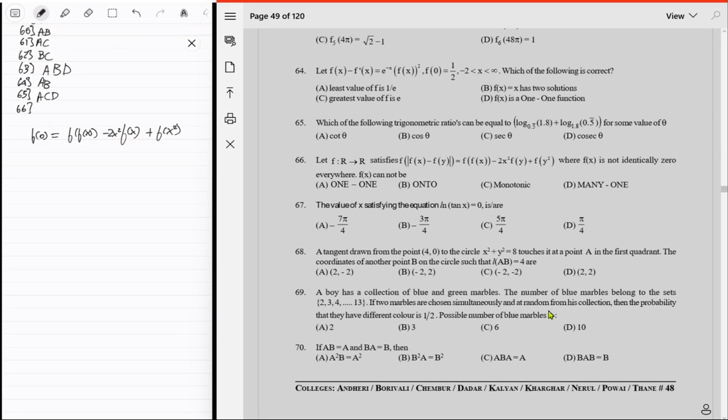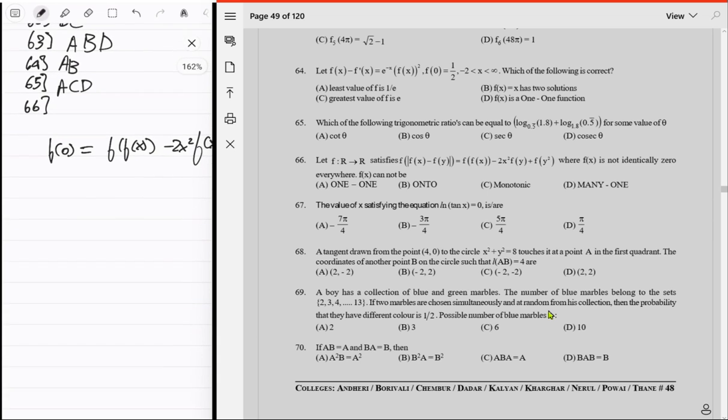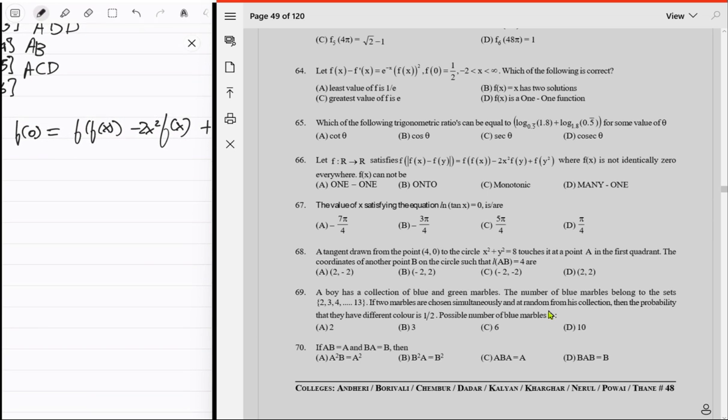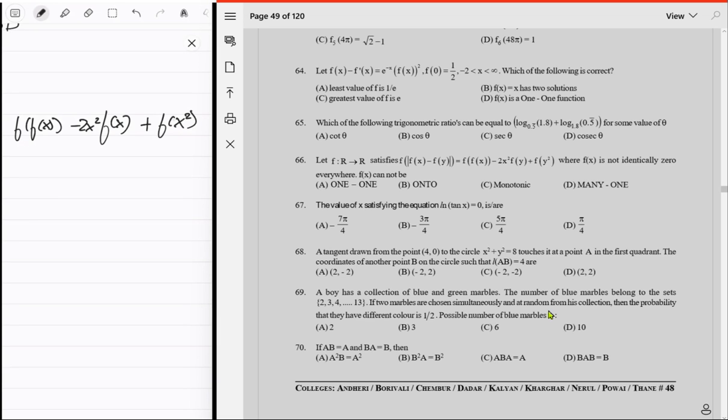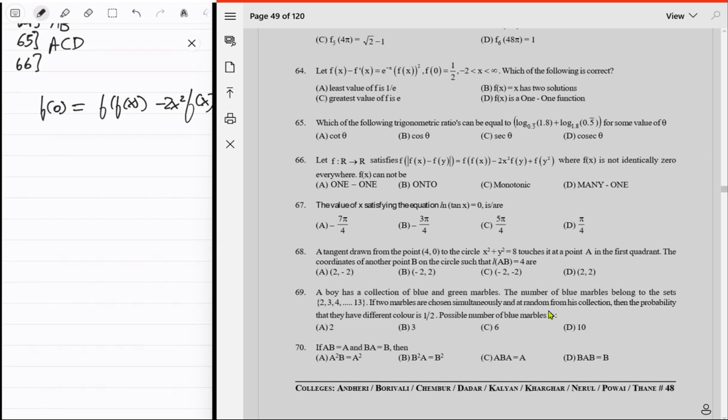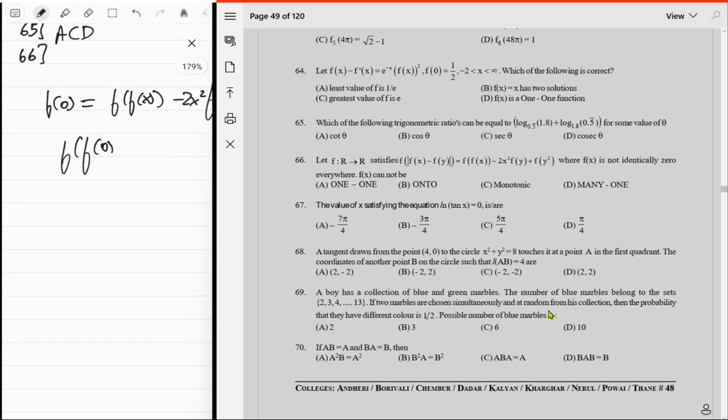Think about it. I don't want y squared. Something else. Okay, what about I just put 0 over there? What do you get? f of 0 is equal to f of 0 minus 0 plus f of 0. So f of 0 at least is already 0, right? You know that. So f of 0 is equal to 0.